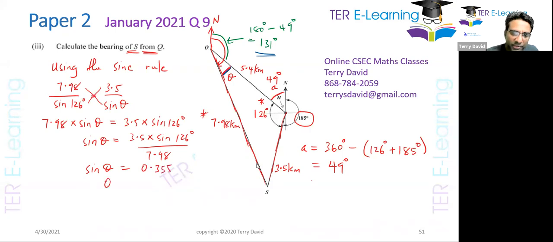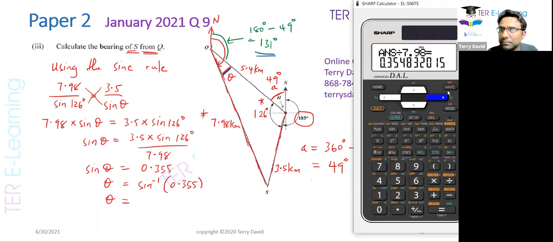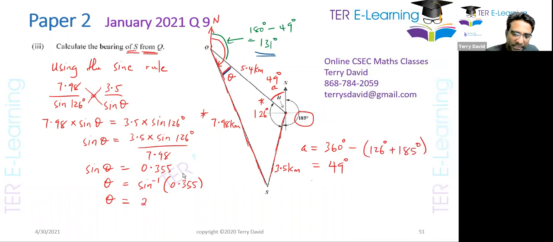So therefore theta is equal to arc sine, so we write it like this, of 0.355. So therefore theta is equal to, second function sine, and that's going to give me an angle of 20 point, we rounded that to the nearest 0.1, so that's 20.8 degrees. So this here is 20.8 degrees.